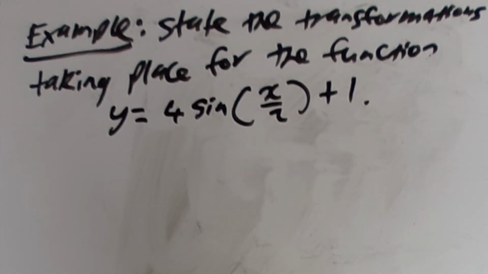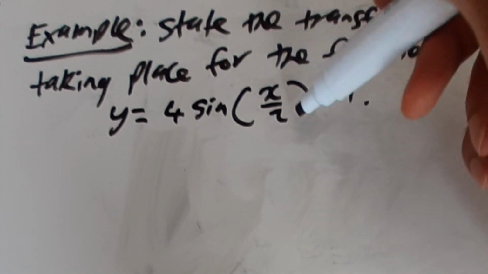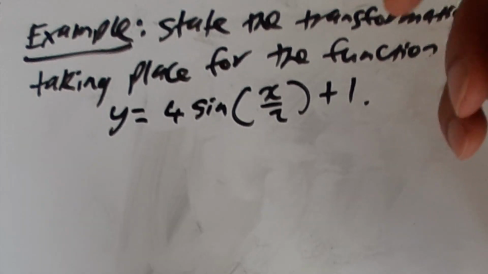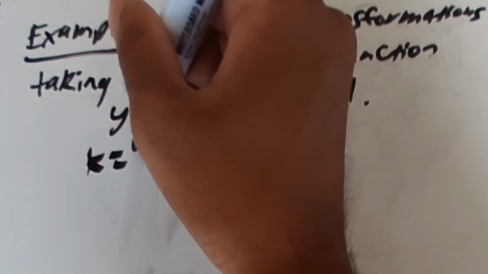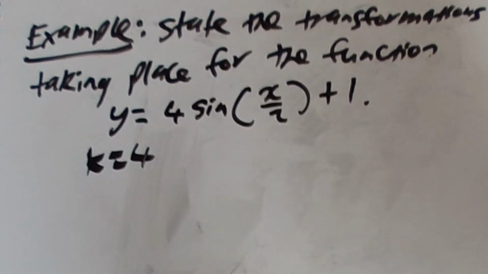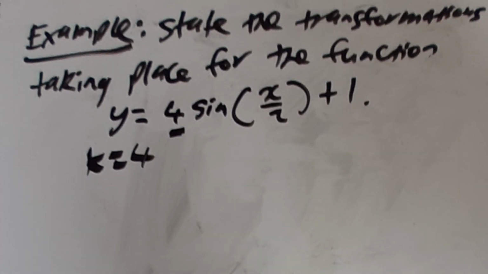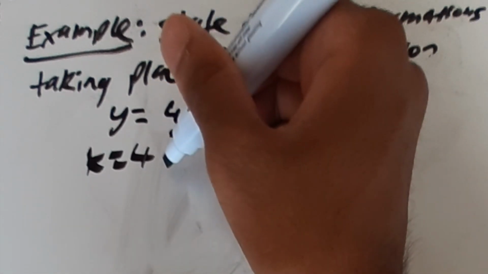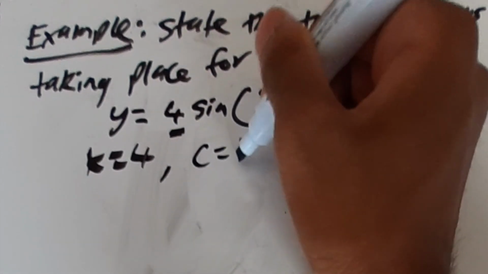So the practice example we have here is state the transformations taking place for the function y equals 4 sine x over 2 plus 1. Firstly, we can recognize the function has an amplitude of 4. So k is equal to 4. That's the first transformation of vertical dilation, as well as it has a center of 1, which is our vertical translation. C is equal to 1.